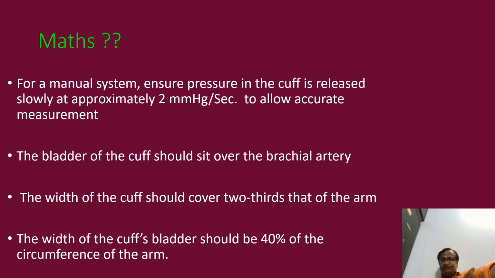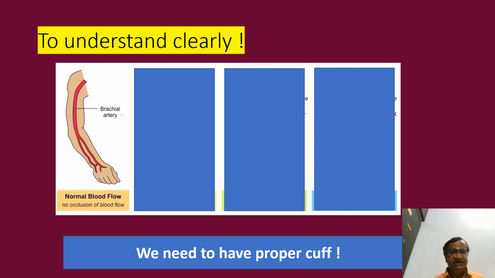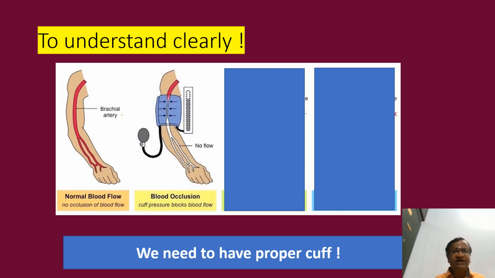The bladder of the cuff should be ultimately over the brachial artery. The width of the cuff should cover 2/3 of the arm. The width of the cuff's bladder should be 40% of the circumference of the arm. Here it is 2/3, here the circumference is 40%. The bladder should sit exactly at the brachial artery. All these things are necessary. To understand clearly, now you see, we need to have a proper cuff.